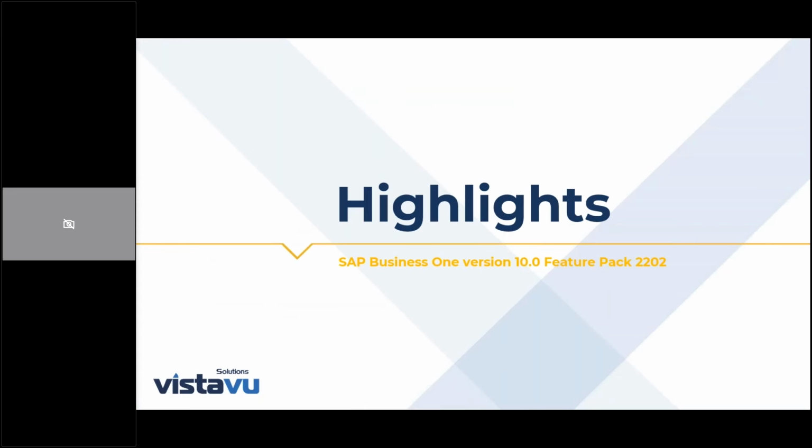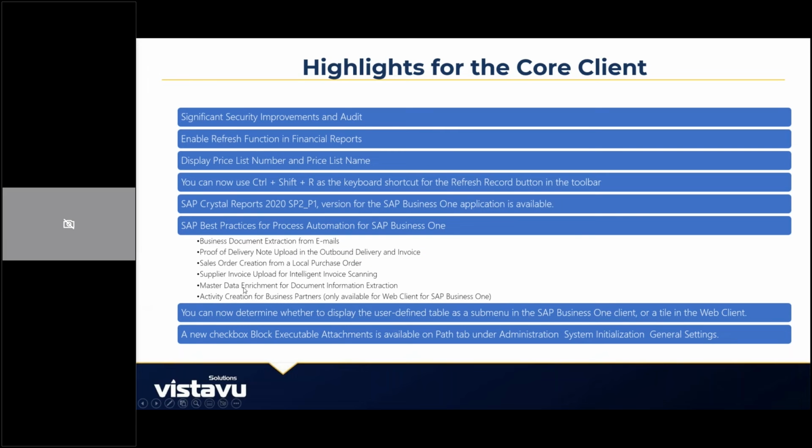So next, I want to get into the highlights of specifically what's new for SAP Business One version 10, Feature Pack 2202. As you may know, the 2202 is delayed. It was supposed to have been released back in Q1, but only just recently came out in July.